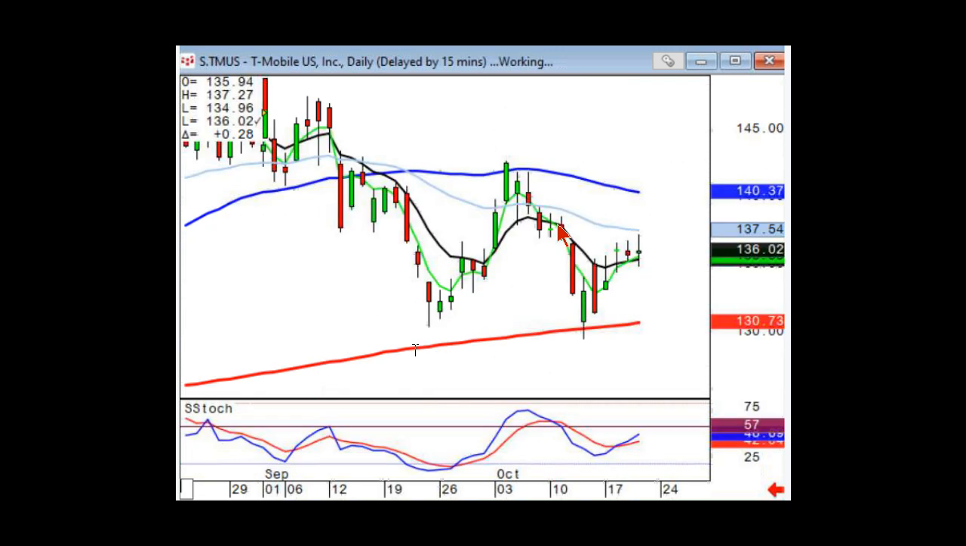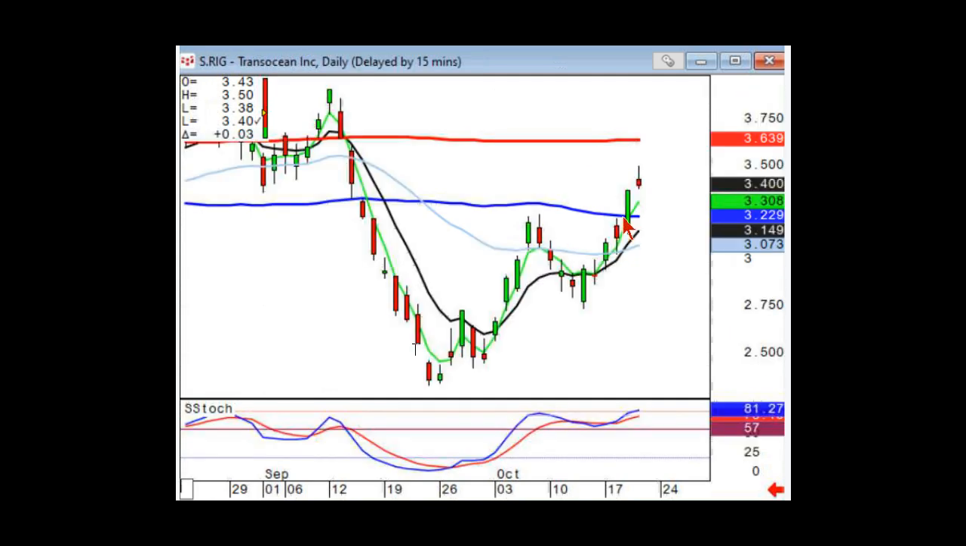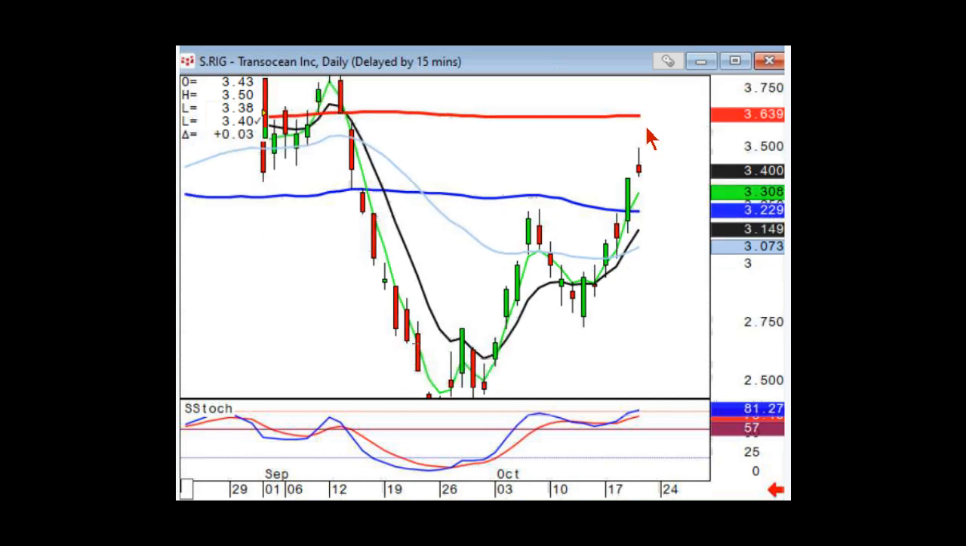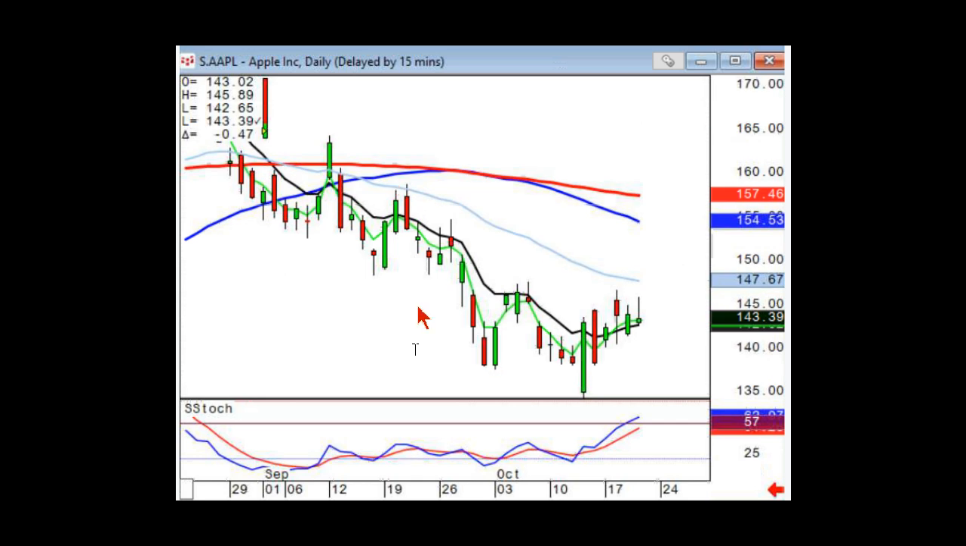T-Mobile, and that's a nothing chart. Rig, stay long. You can see where the J-hook pattern started, bullish engulfing, followed by a doji sandwich, followed by a trend kicker through the resistance level of the 50 and this level. I would suspect they're at least heading to the 200. And Apple, kind of nothing right now. You can see it's having a hard time getting through this resistance level, the downtrend.